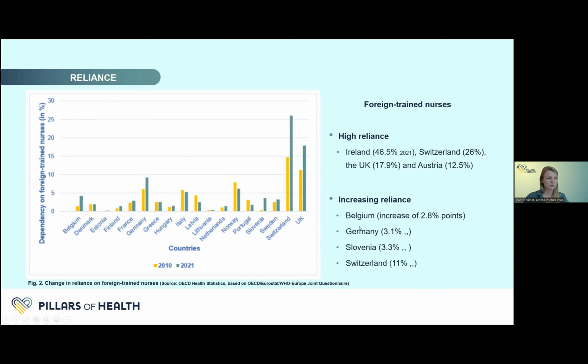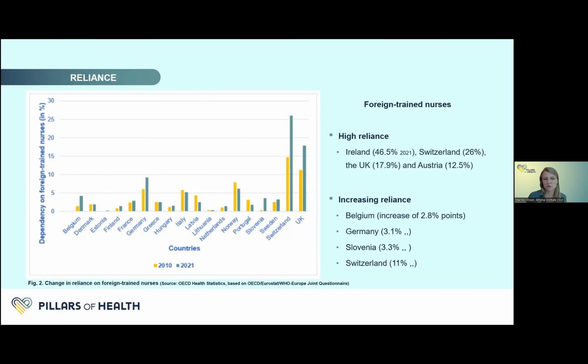And in general, while the percentages are a bit lower as compared to foreign trained doctors, you do also see that in most countries, this reliance on foreign trained nurses is also increasing. And what I do want to say with this is that this indicator of foreign trained doctors and nurses consists of both native born and foreign trained and foreign born and foreign trained health workforce. And not for all countries, this data or this differentiation was available.